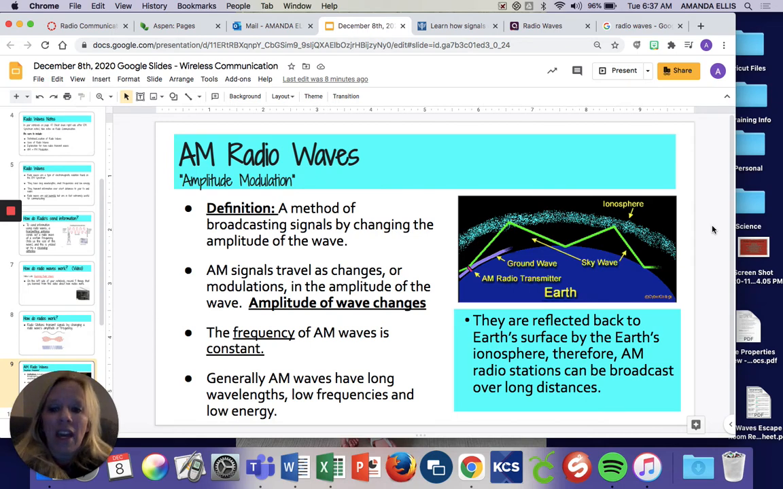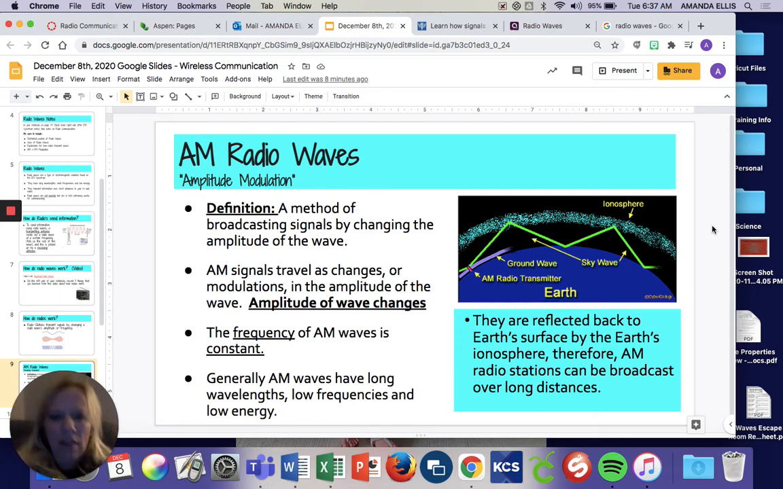AM waves or AM signals travel as changes or modulations in the amplitude. So again, with AM radio waves, the amplitude changes. While the amplitude changes, the frequency is constant, meaning it does not change. And generally, when we think of AM waves, they have long wavelengths, low frequency, low energy.